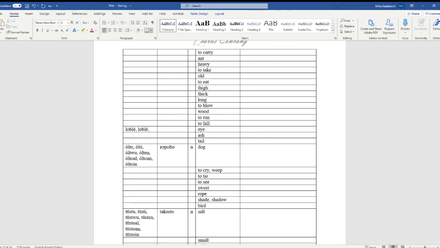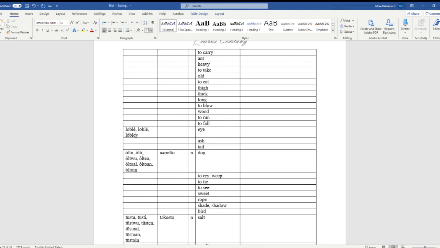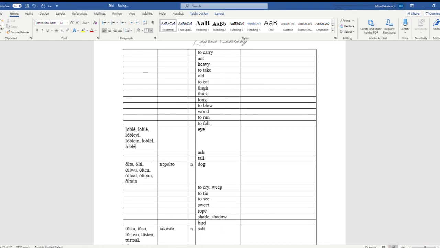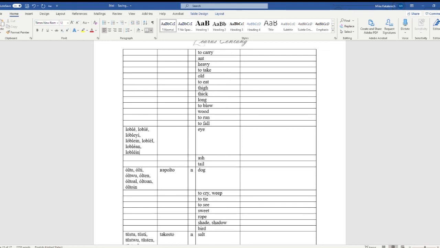I'm really liking those ones where nominative and accusative are the same. Something about that. Maybe it's my Indo-European-ness, but I like it. Loblane. Loblel. That's a fun one. Loblel. In the eye. Lobleon. Loblane.